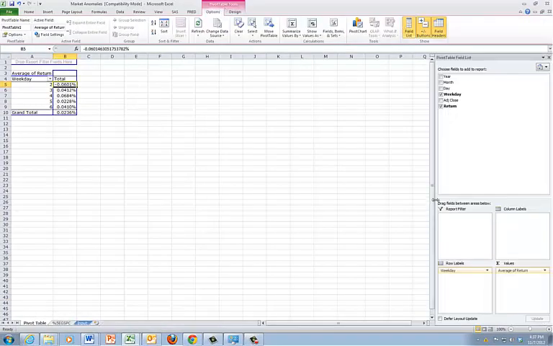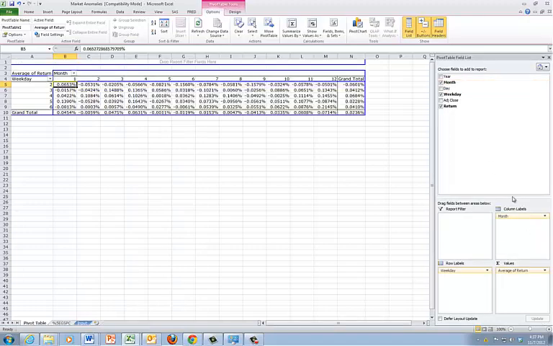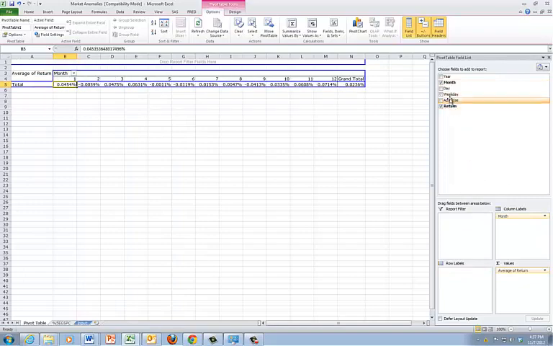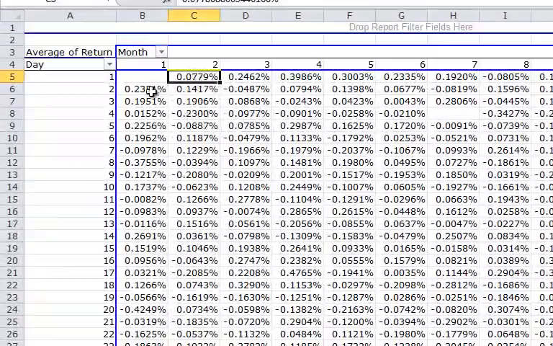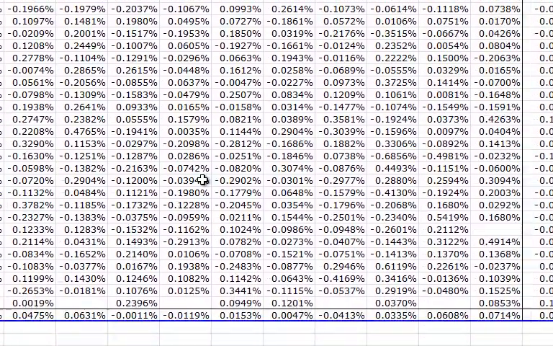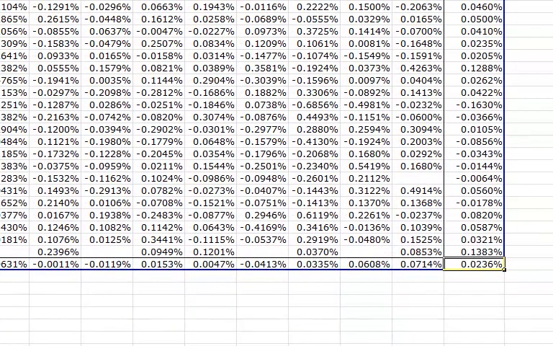Why don't we do the January effect? So let's put month back as the column. Let's get rid of weekday. Let's put back in day of the month. There it is. Come back over here and you can see the January effect is right there. There's the first 2 days in January, considerably higher than the overall average.